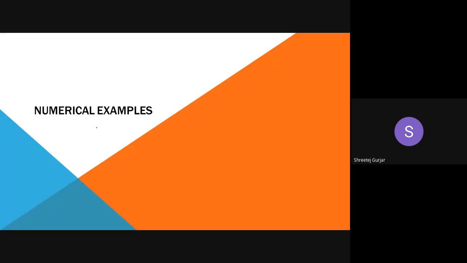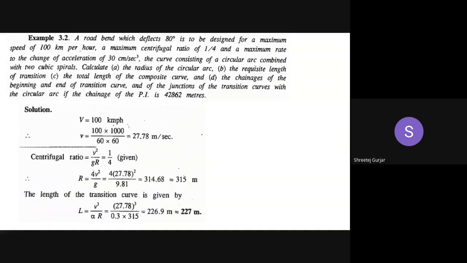Okay, so getting into numerical examples of length of transition curve. In this particular numerical 3.2, this is a numerical which is very large, but we are only going to calculate the length of the transition curve from it. There are various things that need to be calculated, but we are only concerned with the length of the transition curve. So from this particular numerical, we can say that they have given what?